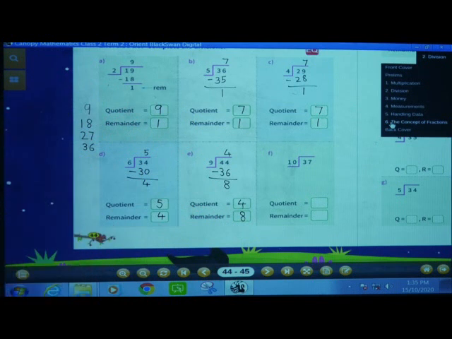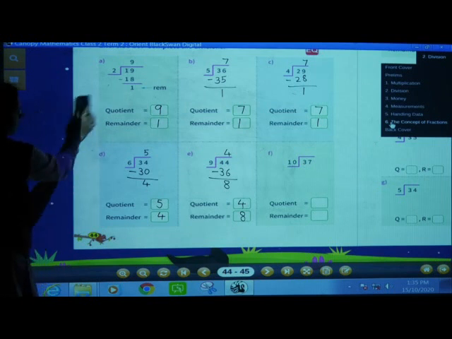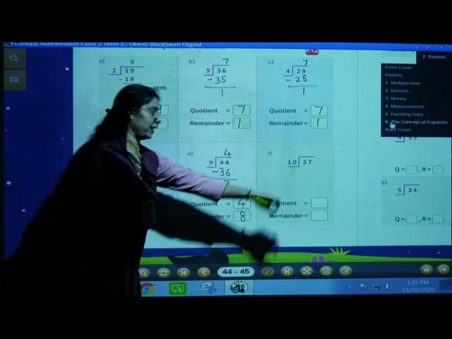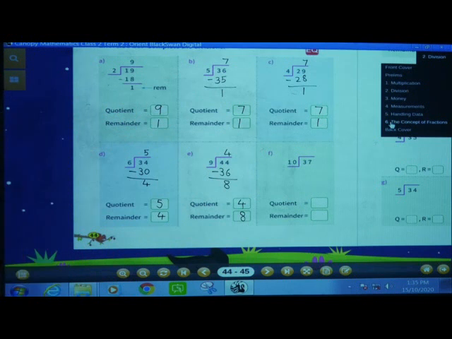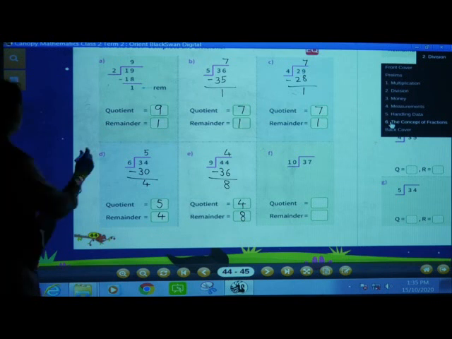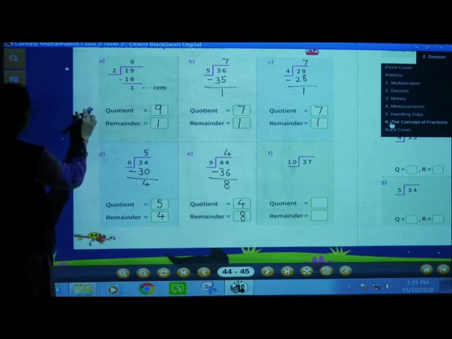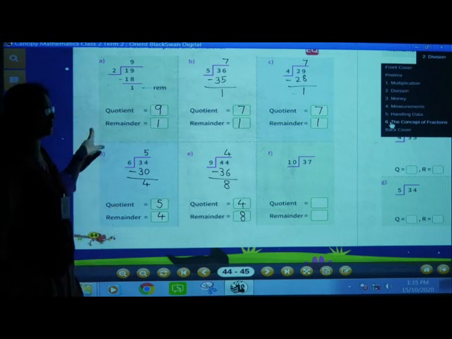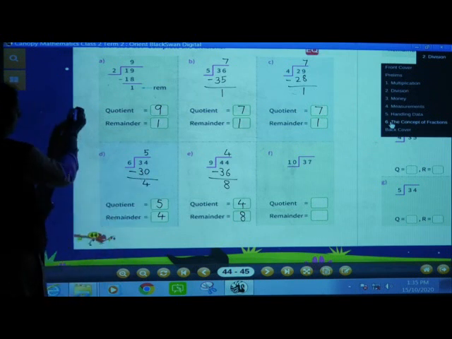Okay. Next, 37 divided by 10. Is 37 there in the tens table? No. Then what will we do? We will see a smaller number than 37. Then what is the smaller number than 37?